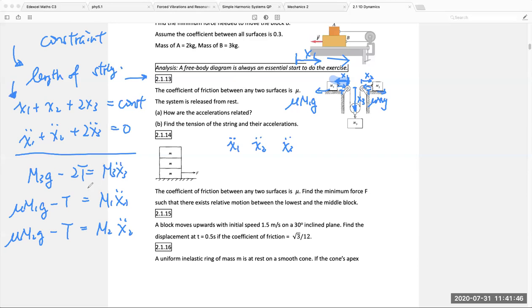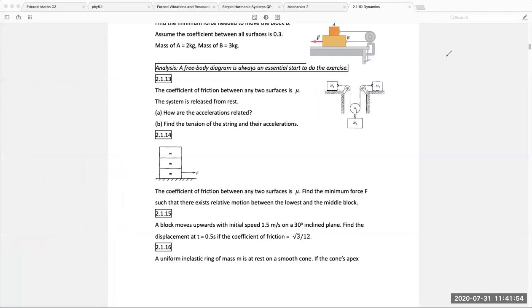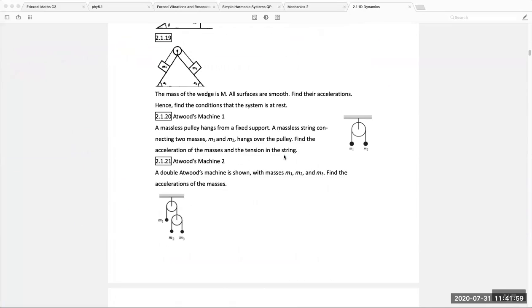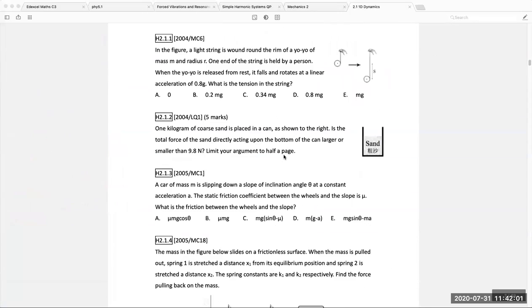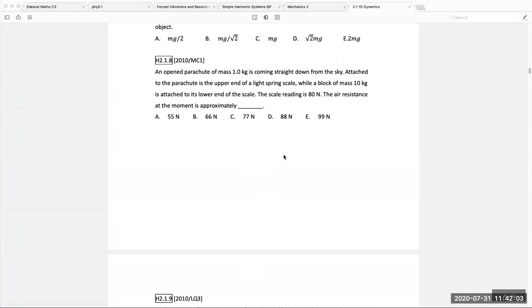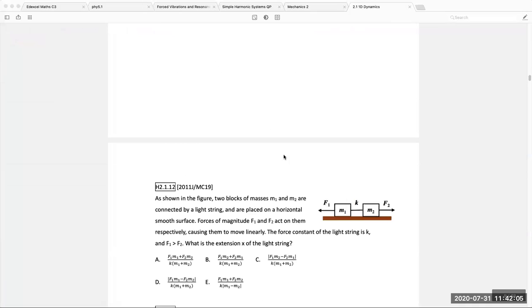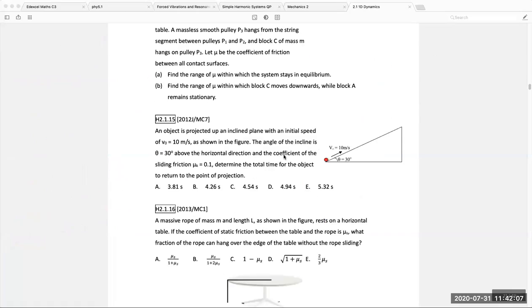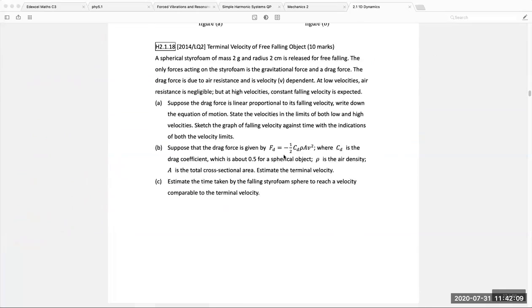Okay, so that's it for this question. The remaining part is about solving the simultaneous equations. So that's it. Let's go on to the other past paper questions, which are actually not that difficult.